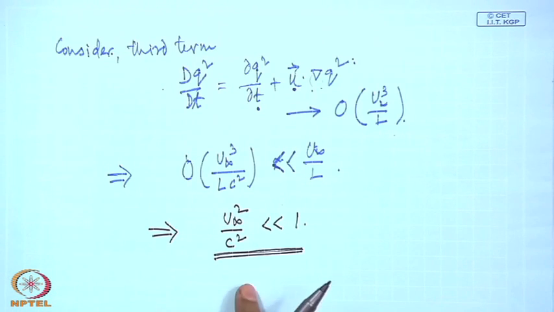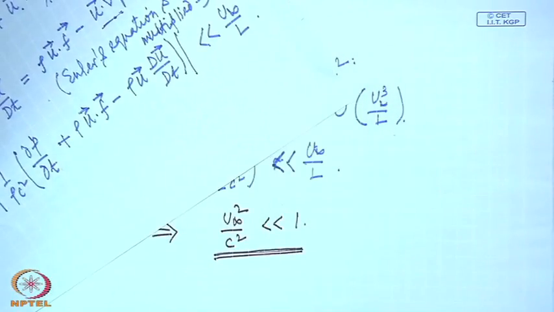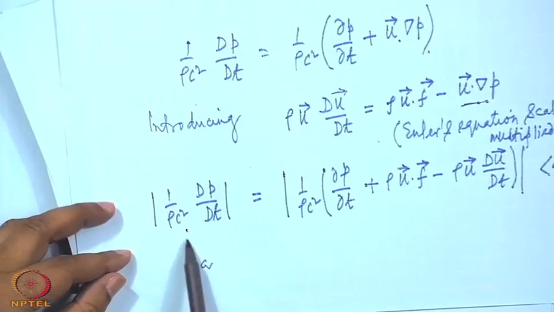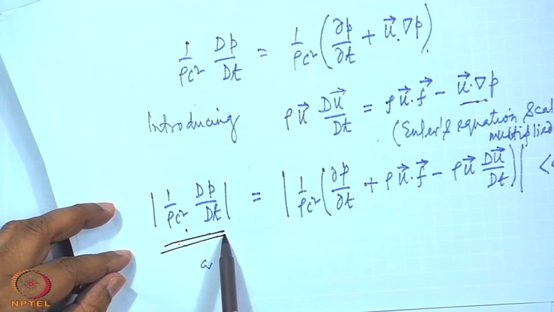And what is the meaning of this term? If this condition is satisfied, then, because it has come from the first condition, the first condition says about rate of change of time. This is the significance of this condition. This is an outcome of this term, which is the fractional rate of change of pressure.